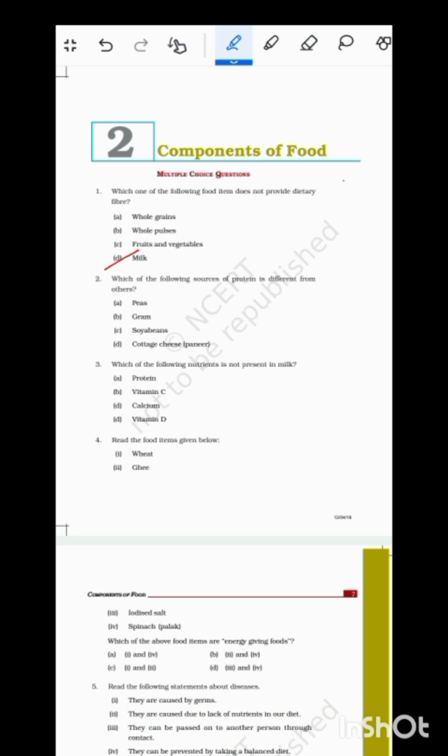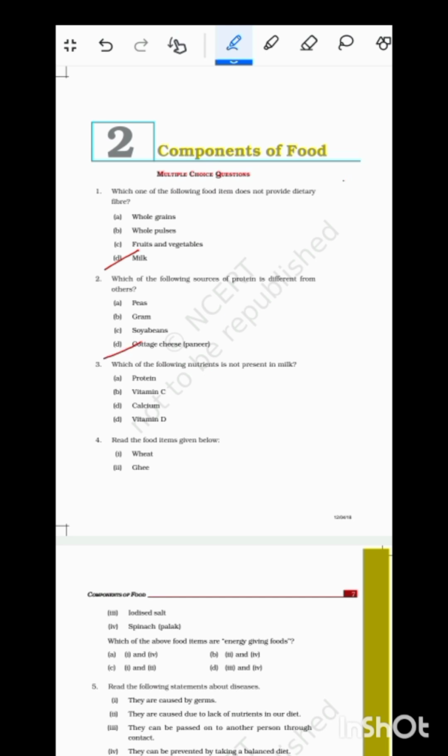Which of the following sources of protein is different from the others? Option A, pea, option B, gram, option C, soybean, and option D, cottage cheese or paneer. So in this question we can see the first three options are plant-based protein, and the last one, the cottage cheese, is animal-based protein. So the right answer would be option D.